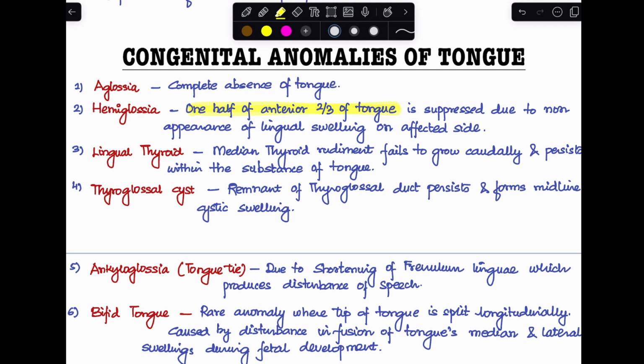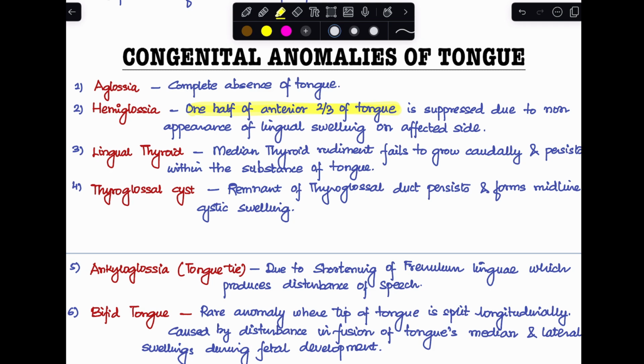Fifth one is ankyloglossia or tongue tie. I had spoken about this in the video on the anatomy of the tongue when I was talking about the different structures, and you remember I have spoken about frenulum linguae, which is a mucous fold attaching the tongue to the floor of the mouth. When this frenulum linguae is shorter than usual, it leads to formation of tongue tie, and in this situation you will see there is disturbance of speech seen in the patient.